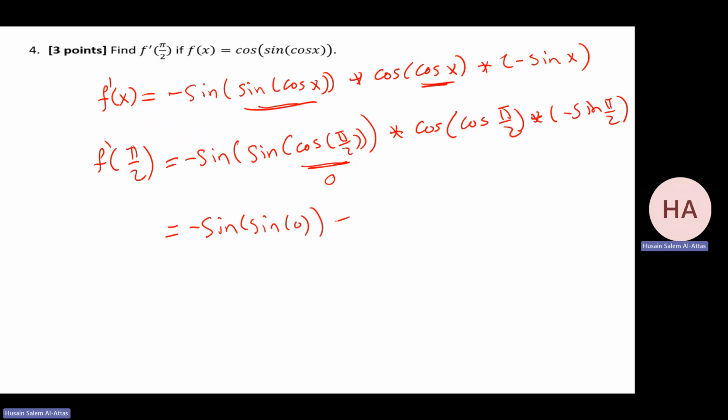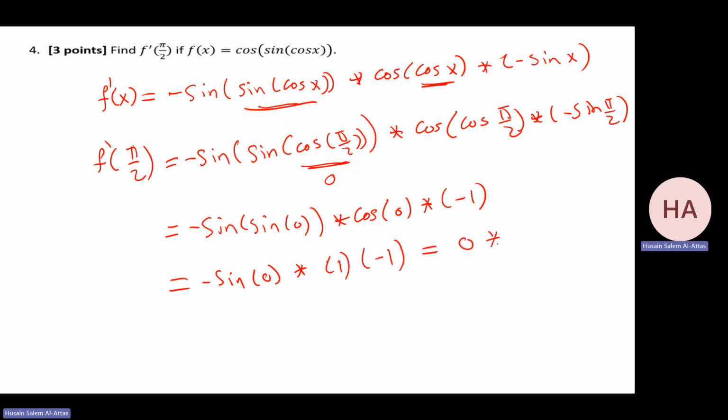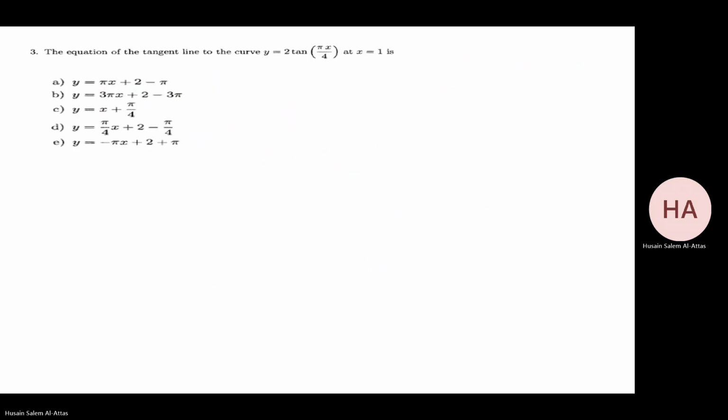Sine of 0 times cosine of 0 times minus 1. That will be minus sine of 0 times cosine of 0, which is 1, times minus 1. That will be 0 times 1, which is 0. So the answer is 0.